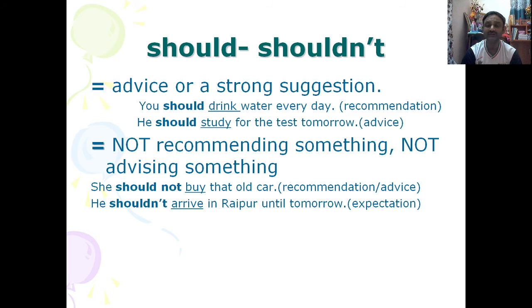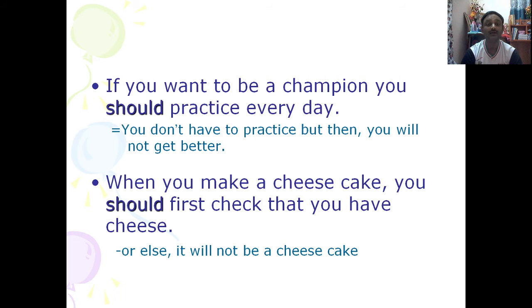So one thing I want to tell you, in your university examination, these types of sentences will definitely come, where you will find conditions given at the end of the sentence. Next one will be: if you want to be a champion, you should practice every day, which means you don't have to practice, but then you will not get better. Next: when you make a cheesecake, you should first check that you have cheese, or else it will not be a cheesecake. Simple.